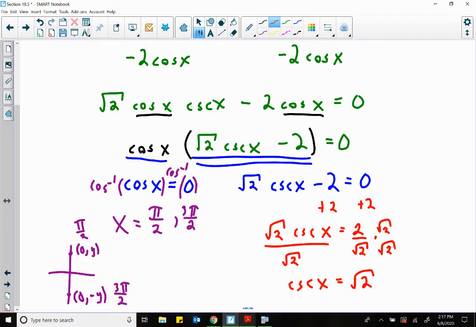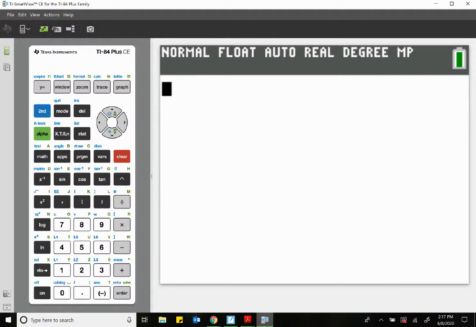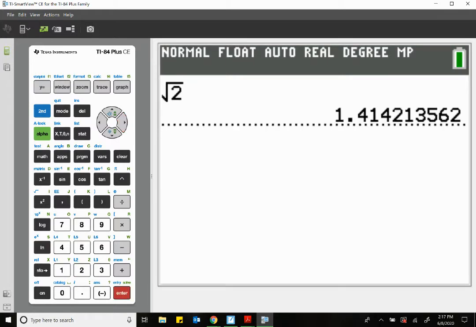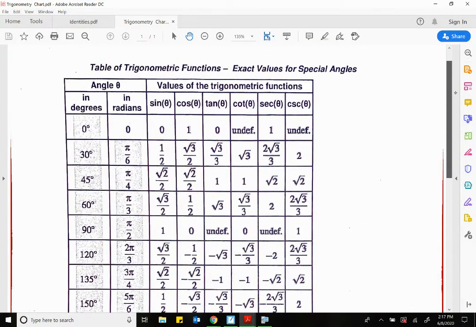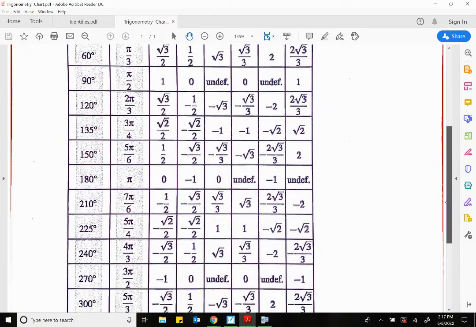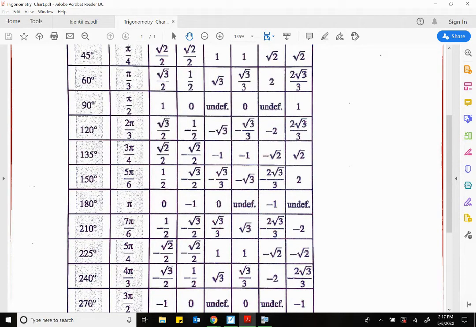Well, again, we have to know, can we do that? Cosecant only works if we are above 1 or below -1. So is the square root of 2 above 1 or below -1? It's definitely above 1, so we can do this. We go to our table and look at cosecant. Right down here, we want to know when we get the square root of 2. There's one of them, pi over 4. And the other one should be another one. There it is, at 3 pi over 4.